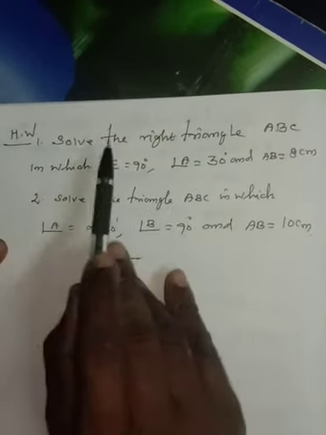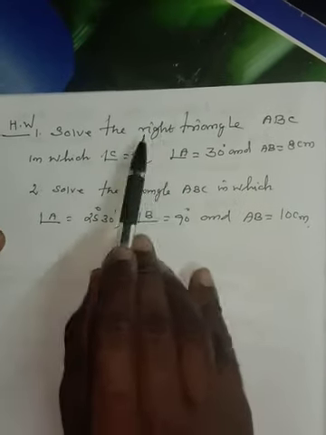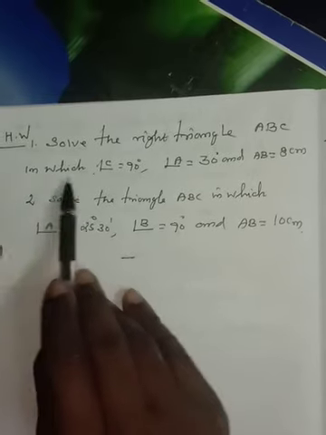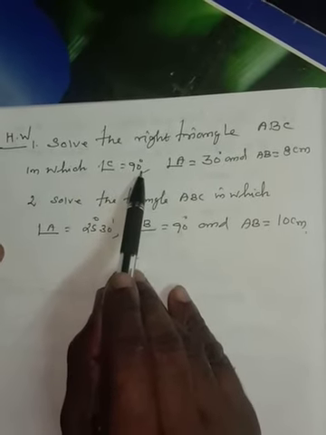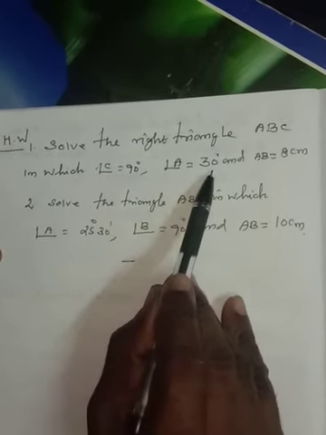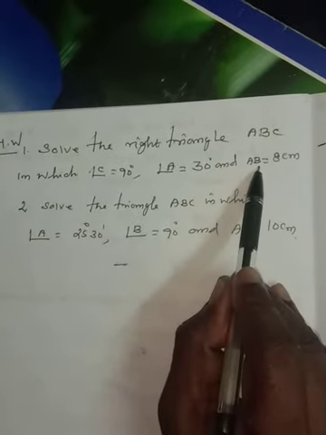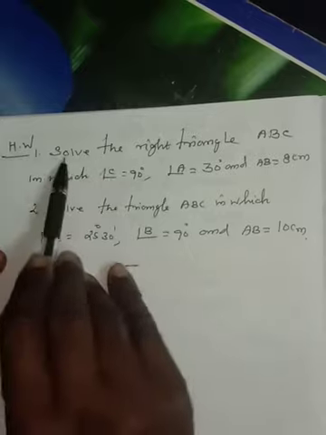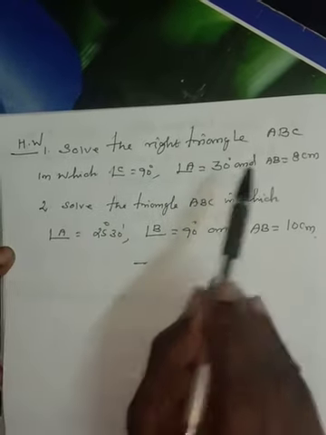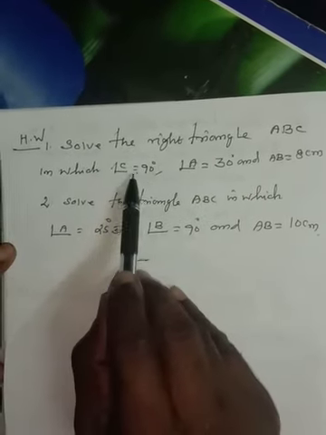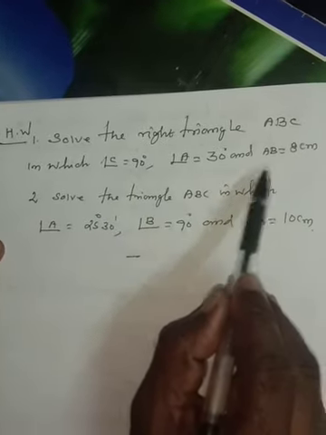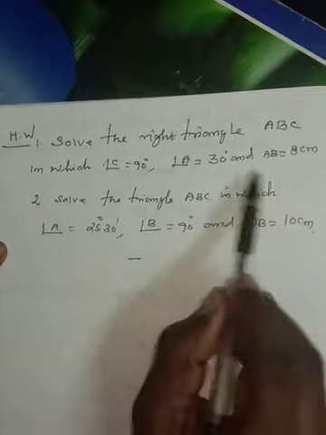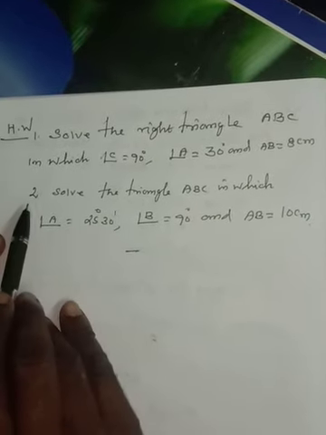Number 1. Solve the right angle triangle ABC in which angle C is equal to 90 degree, angle A is equal to 30 degree, and AB is equal to 8 centimeter. Solve the right triangle. So you have to find the side AB and the angles B and C. Okay. Now sum number 2.